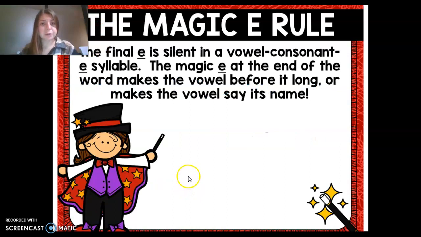Now, just to review, magic E. When we have magic E at the end of a word in a VCE syllable, E makes the vowel before it say its name. So today we talked about E making O say its name.